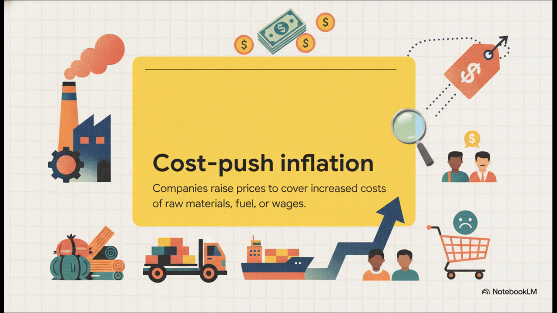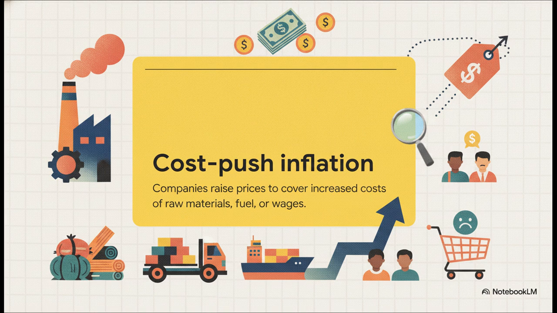Our second suspect is cost-push inflation. Now, this dynamic doesn't start with you, the consumer, at the checkout line. It actually originates with the manufacturer on the supply side. If a company suddenly faces much higher costs for the raw materials needed to make their product, or if global supply chain bottlenecks and energy crises make transportation vastly more expensive, well, their overall cost of production spikes.